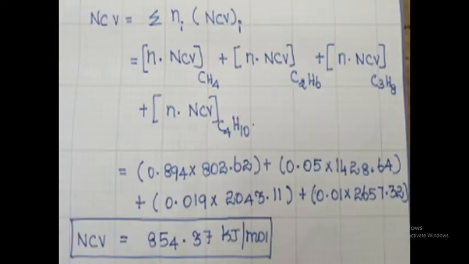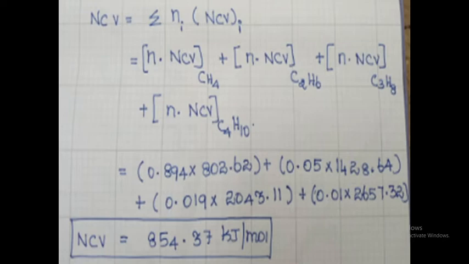Okay. Second one, NCV. NCV is nothing but net calorific value. For a gaseous mixture, NCV is equal to summation of Ni into NCVi. In this problem we have 4 components, and the NCV values of the 4 components are given in our problem. You should take those component values to find the net calorific value of the gaseous mixture.